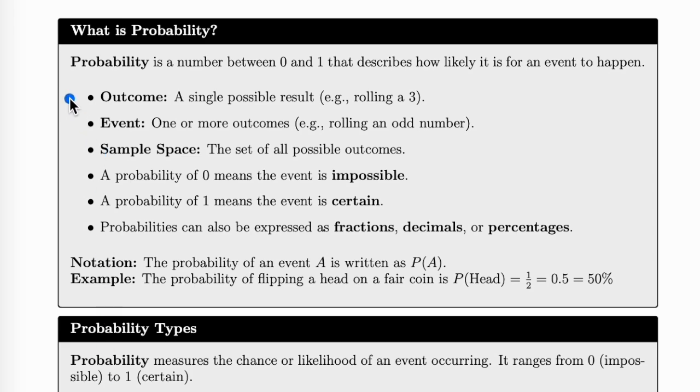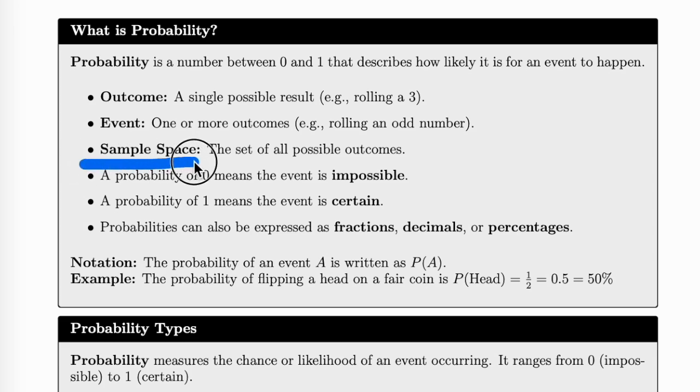Now, some key terminology here. We have an outcome. It's a single possible result. For example, if we're rolling a die, one of the possible results could be that I roll a 3. There are 6 possible results, but each single possible result is considered an outcome. Now, an event could be one or more outcomes. It could be a combination of outcomes.